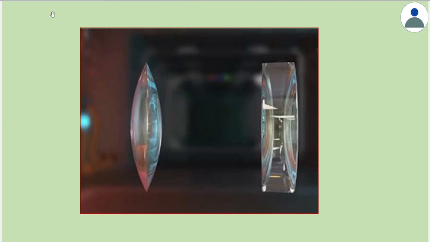Now here are some real examples of lenses. This is a convex lens as seen here. It is thicker at the middle part and thinner at the edges as seen here. So it is called convex. When I say convex, it means it is biconvex, and here it's not visible properly, but the middle part is thicker and the outer part is thinner.